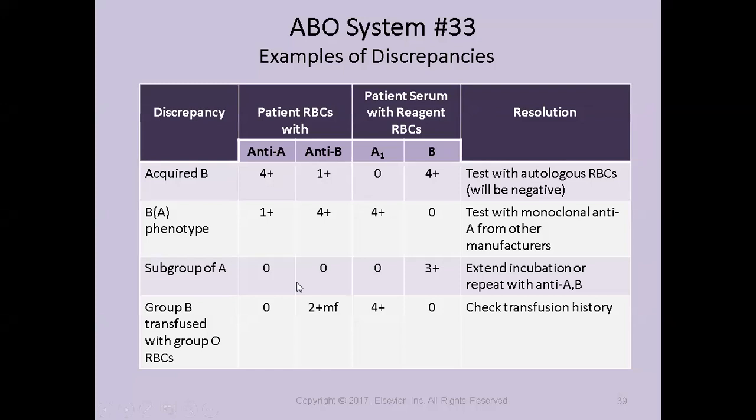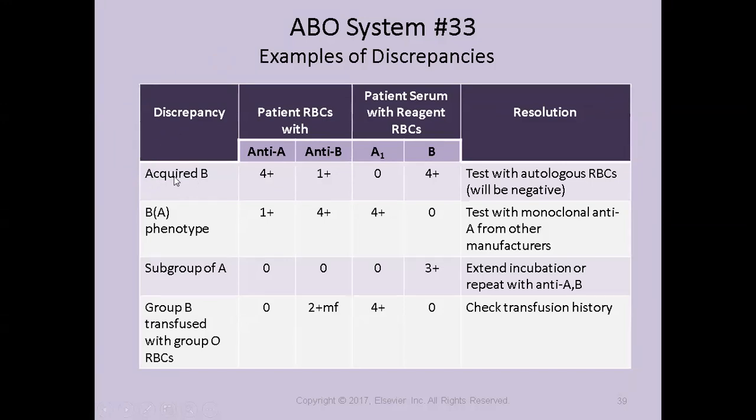So we talked about how some of these reactions can show up as extra reactions in our forward typing. We're going to look at some of the examples that we talked about. The first one here is the discrepancy, acquired B. Let's look at what we have. We have our forward typing results here and our reverse typing results here. Remember, forward typing detects antigens present on the red cells. Reverse typing detects naturally occurring ABO antibodies.